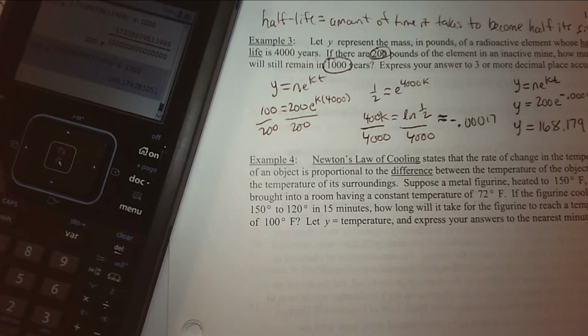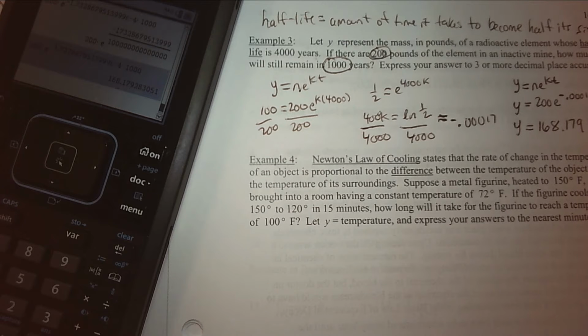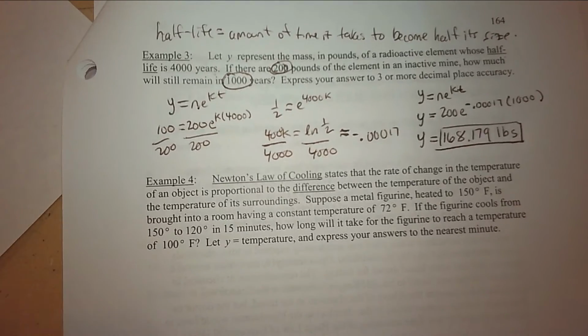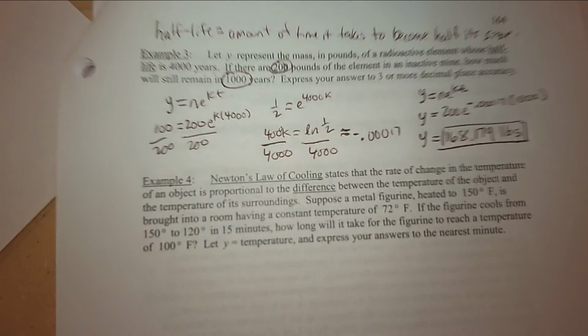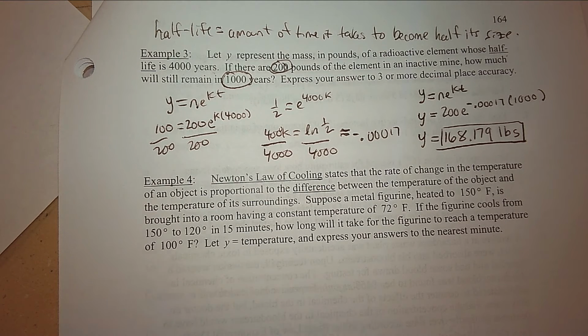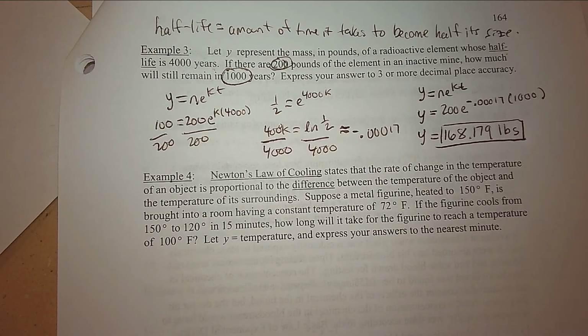And we have a unit. It's in pounds, right? So how much of the substance is remaining after 1,000 years? So we used half-life to get the K. Then once we knew what the decay rate was, then we found what we're looking for. Don't worry, there's lots of questions for you to practice.